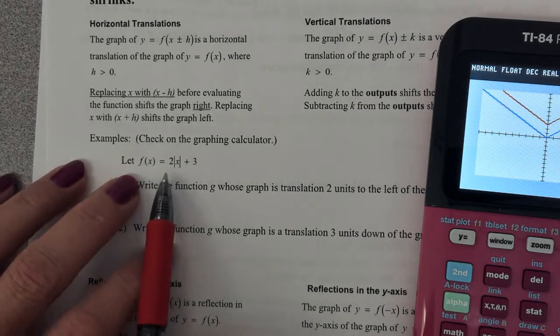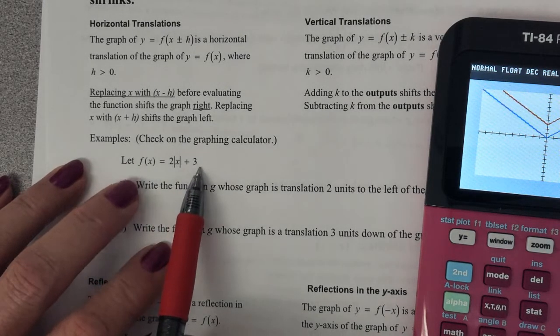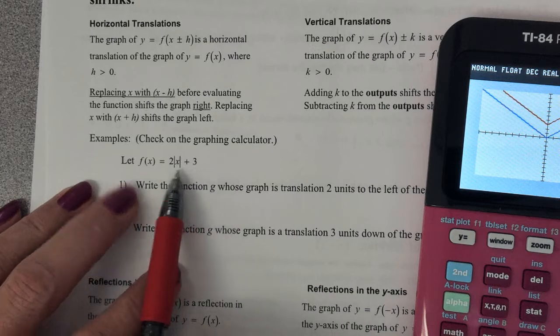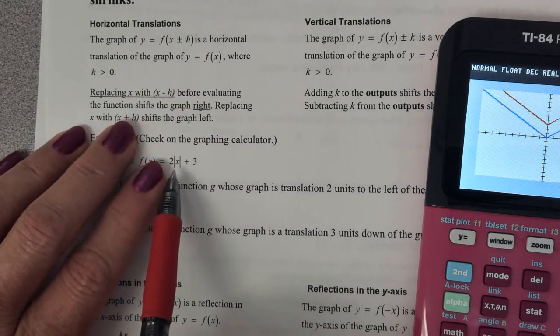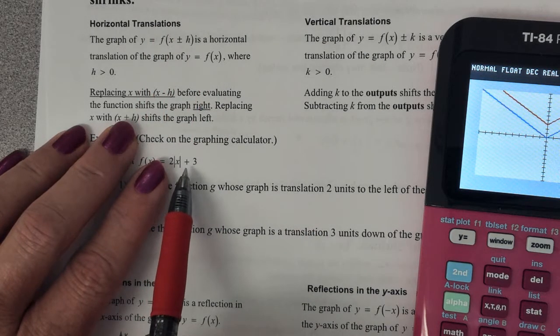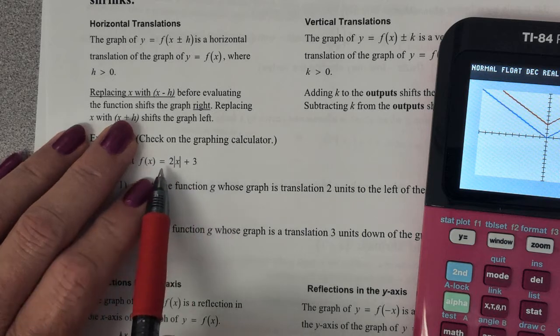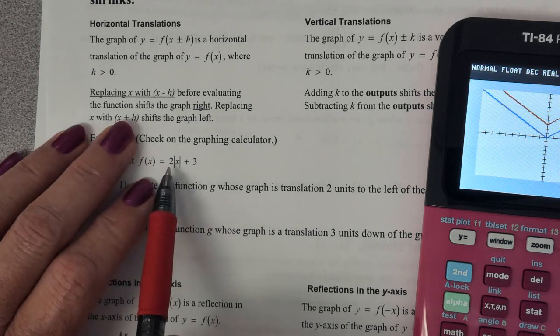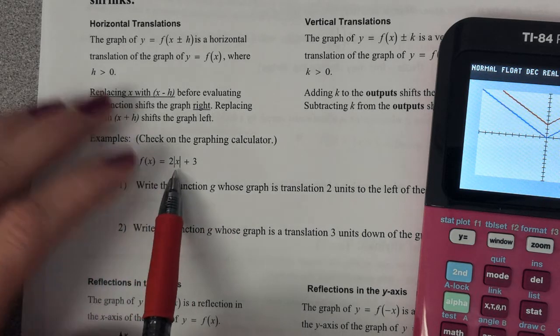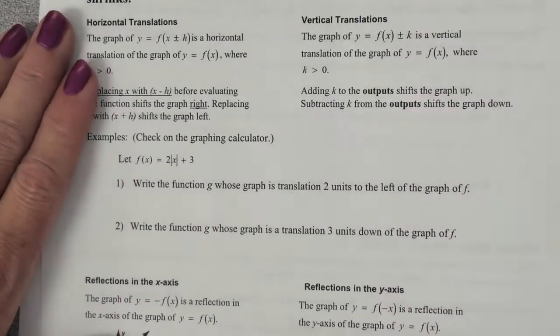All right, so let's talk about a couple ones here. So what about this function? We have 2 absolute value of x plus 3. What do you think is going to happen from the original function? It's going to take it up 3, and then it's going to be a vertical stretch by 2 as well. We haven't gotten into that, but that's what would happen.